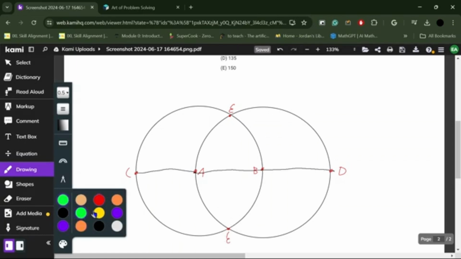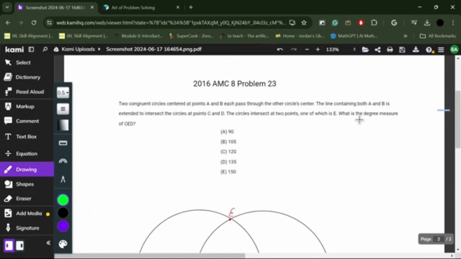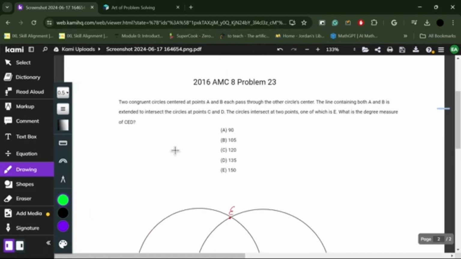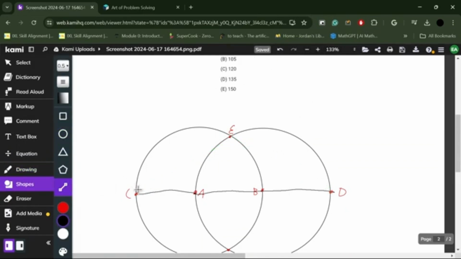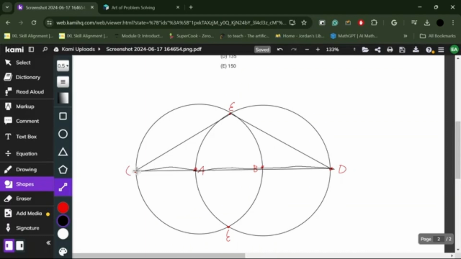It's asking us to find the degree measure of CED. What does that mean? That means this. You know what? I'm going to actually use a straight line just so it's a little better. CED. Okay. This is actually a triangle, as you can tell. But since this is also CED, we can label it.